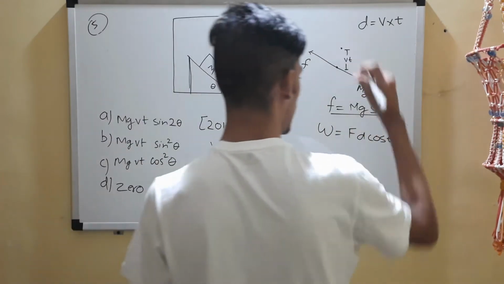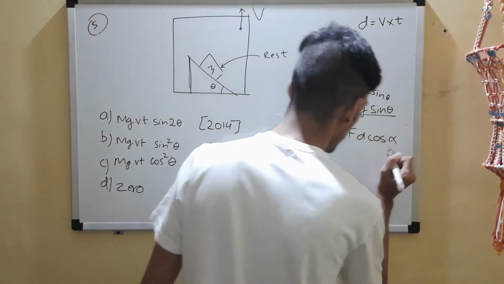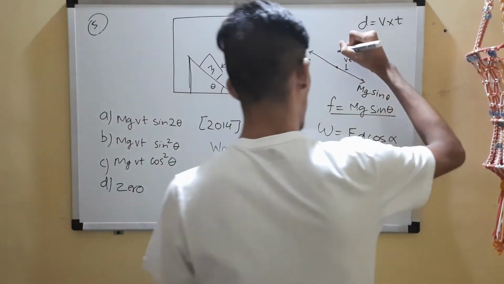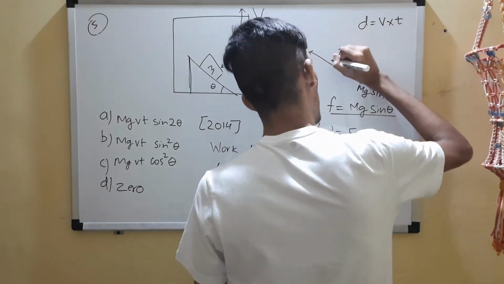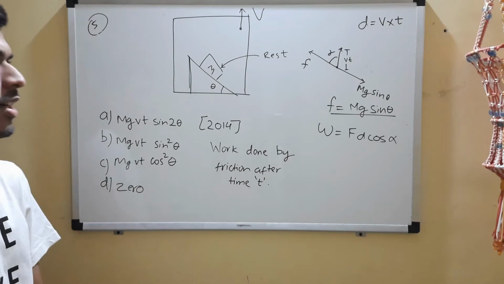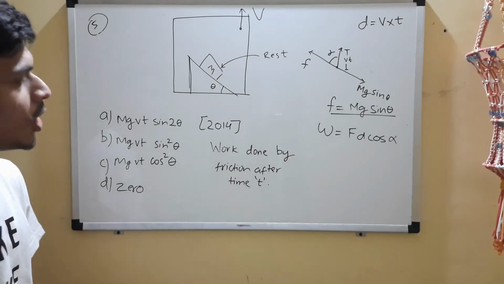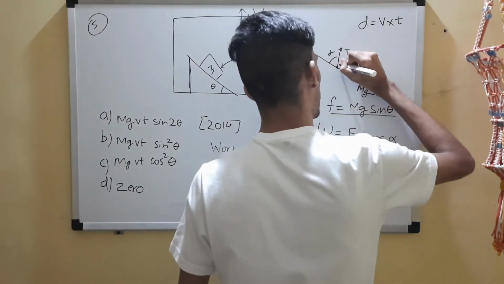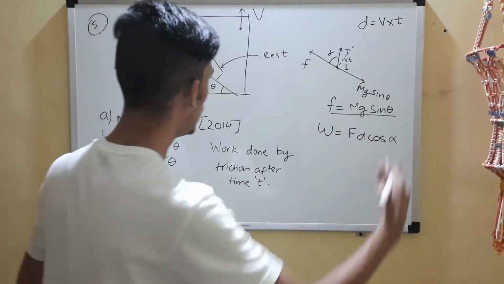Now you want to find theta. Let's name it alpha since we have used theta over here. So you have to find alpha, which is the angle between these two, the frictional force and the displacement. What I am going to do is draw a normal to the surface, normal to the incline.